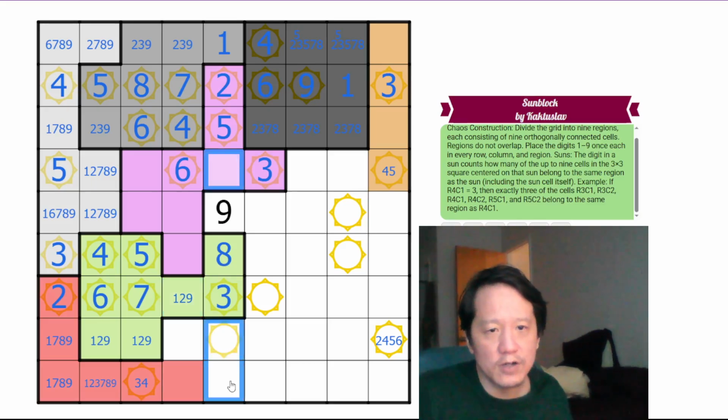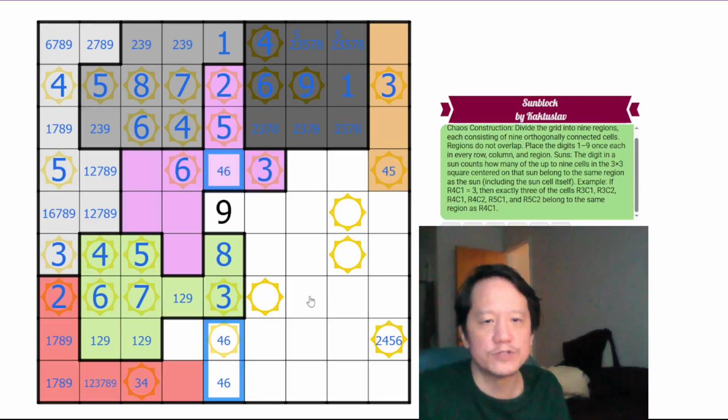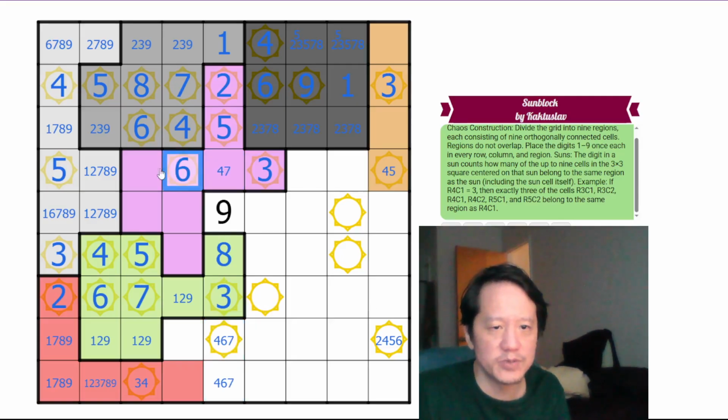Remaining digits of column 4 are 4, 6, and 7. This can't be 6 because of 6 in the row. This could be 4, 6, 7. Remaining digits of column 3: we have 1, 2, 3, 4, 9. No 2 or 3 because of 2 or 3 in the region.